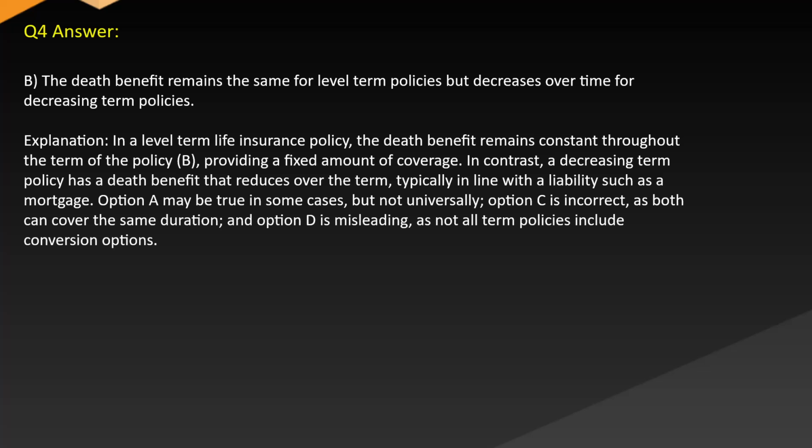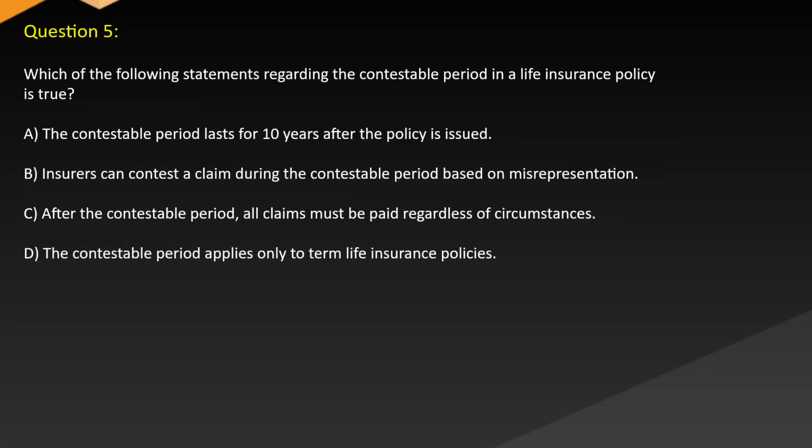Explanation: in a level term life insurance policy, the death benefit remains constant throughout the term of the policy (B), providing a fixed amount of coverage. In contrast, a decreasing term policy has a death benefit that reduces over the term, typically in line with a liability such as a mortgage. Option A may be true in some cases, but not universally. Option C is incorrect, as both can cover the same duration, and option D is misleading, as not all term policies include conversion options.